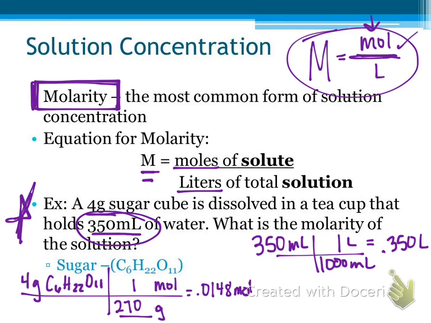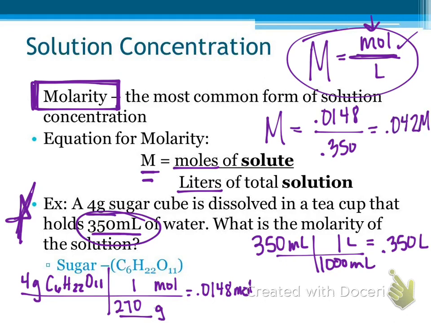So now I've got the components for my equation, and I plug it in. So I say molarity equals 0.0148 divided by 0.350. And I got about 0.042 molar. Agreed? The unit for molarity is just a capital M. So we say our final answer is 0.042 molar solution. That's how we would read that. Okay, so it has a concentration of 0.042 molar.